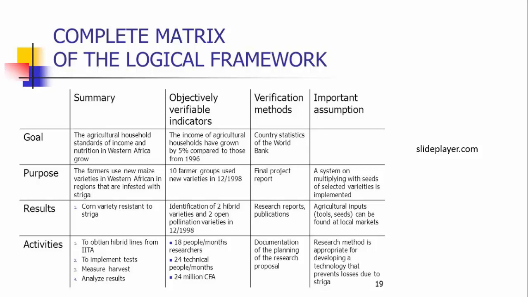It says the income of agricultural households has grown by 5% compared to those from 1996. And sorry, I'm talking too much, guys, but I have to stress this point. The indicators are also not developed the same way in every organization. That's one point I want to mention to you.